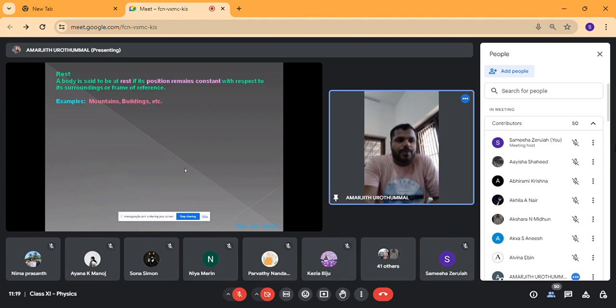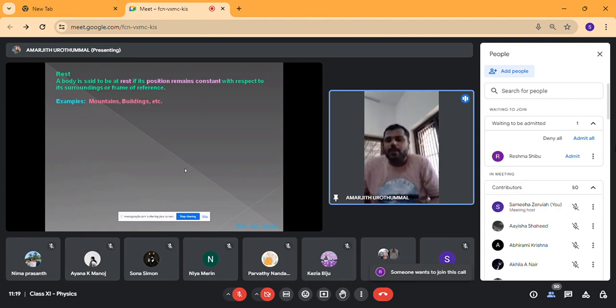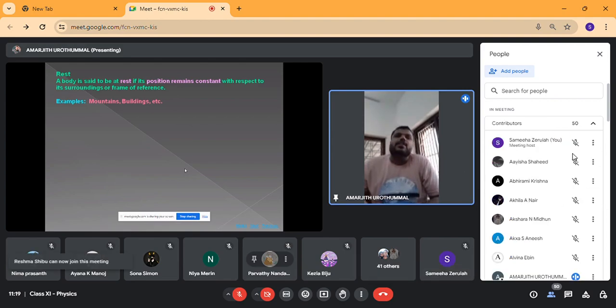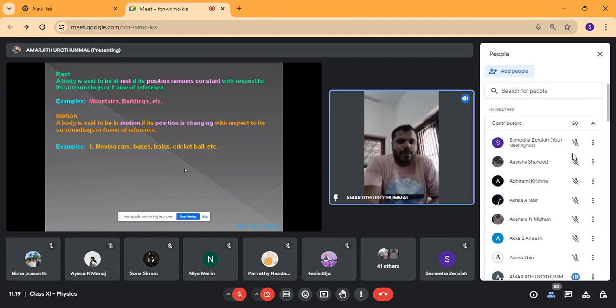Now, examples. For objects at rest, normally we say with respect to our surface only. The buildings and mountains are all at rest with respect to the surface of the Earth. Motion examples you already know: car, bus, these are all examples of motion.